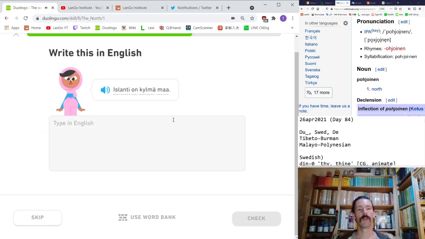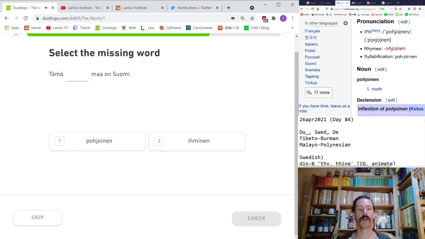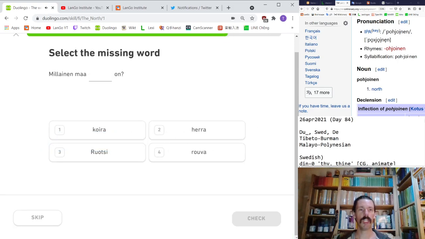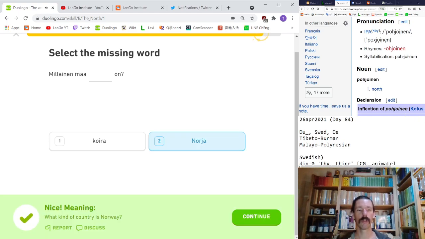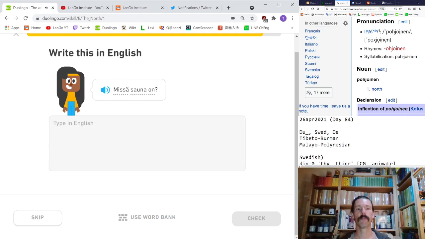Islanti on kylmä maa. Kylmä, cold. Islanti, Iceland, is the subject. On kylmä maa, is a cold country. Tämä pohjoinen maa, that northern country, on Suomi, is Finland. Millainen maa Ruotsi on? What kind of country is Sweden? Millainen maa Norja on? What kind of country is Norway? Missä sauna on? Where is the sauna?